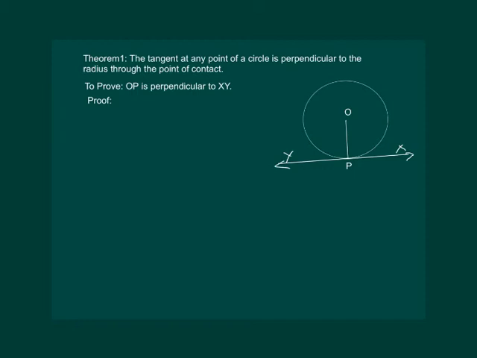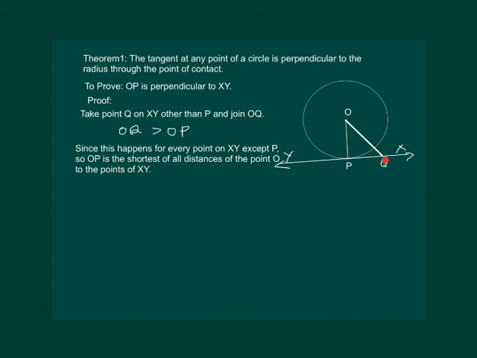Let us start with the proof. We need to prove that OP is perpendicular to XY. Let us take a point Q on XY other than P and join OQ. We have taken point Q outside the circle, since if Q lies inside the circle, then XY will become secant and not a tangent to the circle. Therefore, now we can say that OQ is greater than the radius of the circle, which is OP.